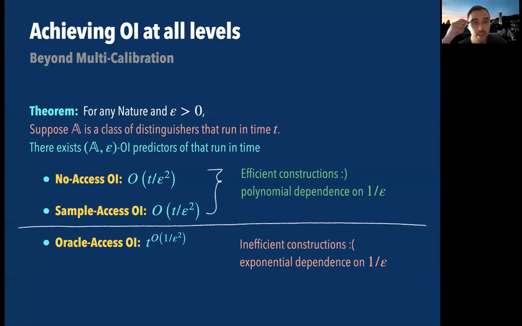However, one thing that you've probably noticed is that the top two levels, this no access and sample access, both have efficient constructions, in the sense that the complexity scales linearly in the time of the distinguishers and polynomially in 1 over epsilon, the accuracy parameter, whereas this oracle access OI scales exponentially in the accuracy parameter. And so then we're not happy with this. A natural question to ask is whether this inefficiency is just because we're being lazy and didn't find the best construction, or if there's something inherent.